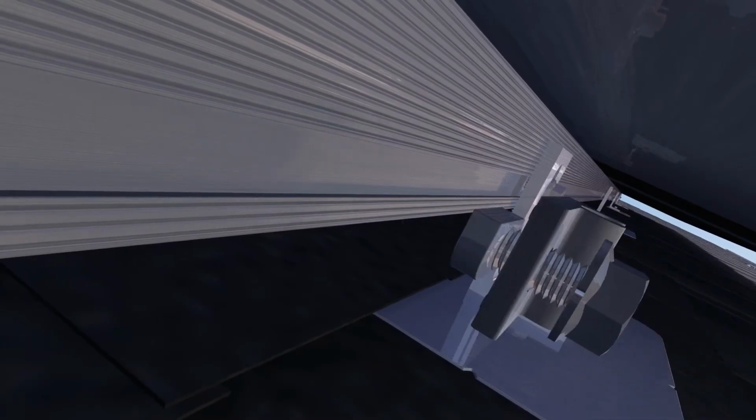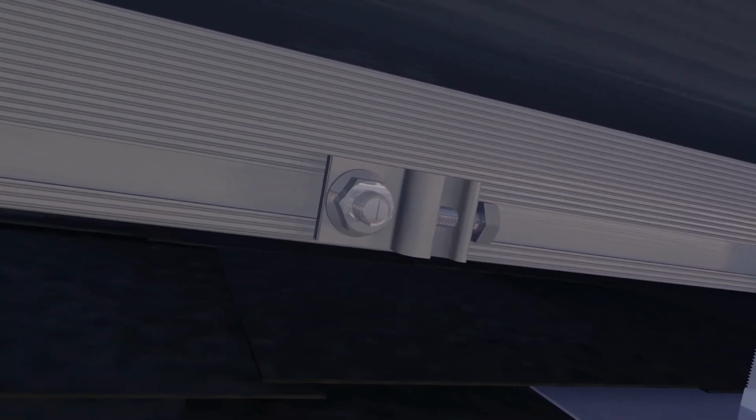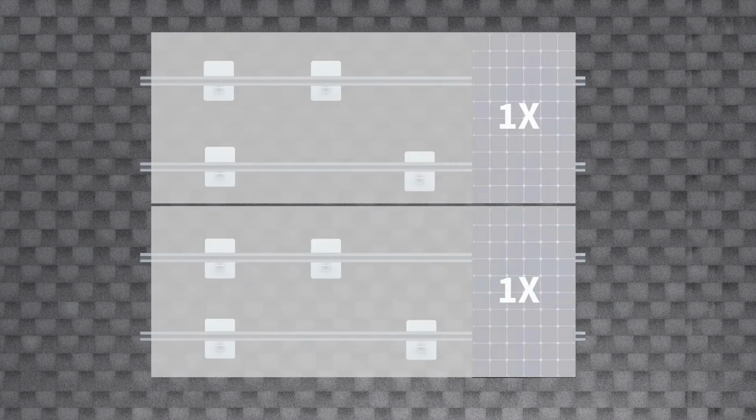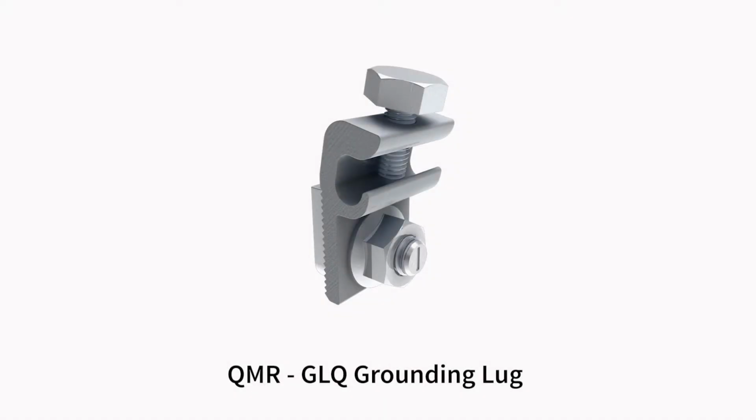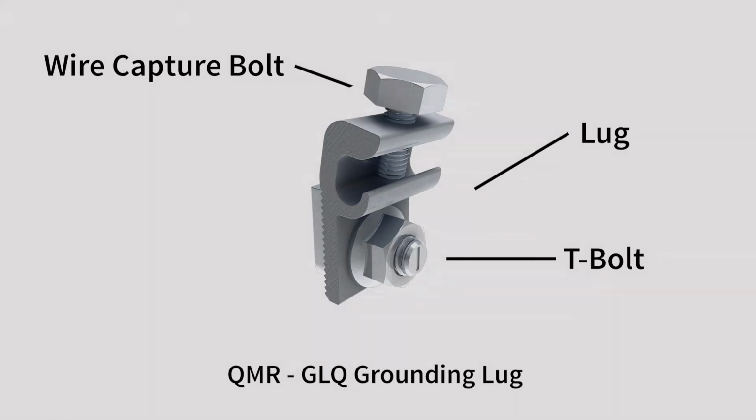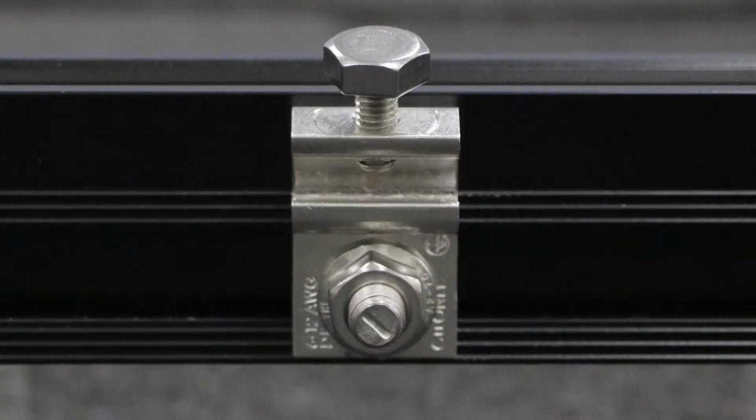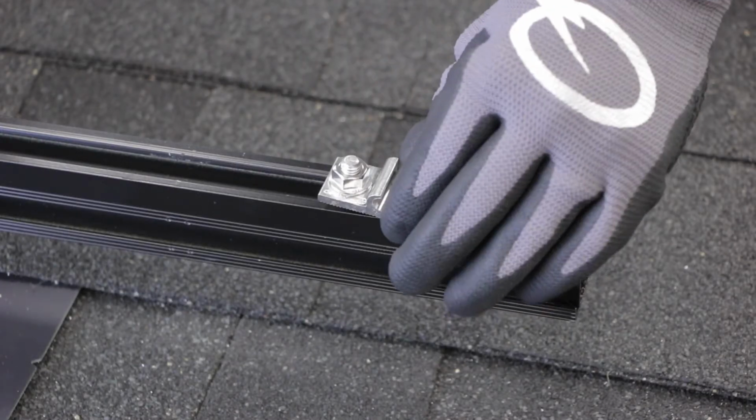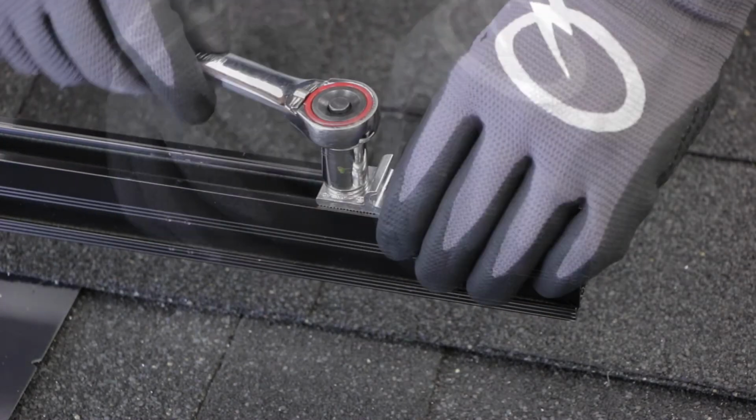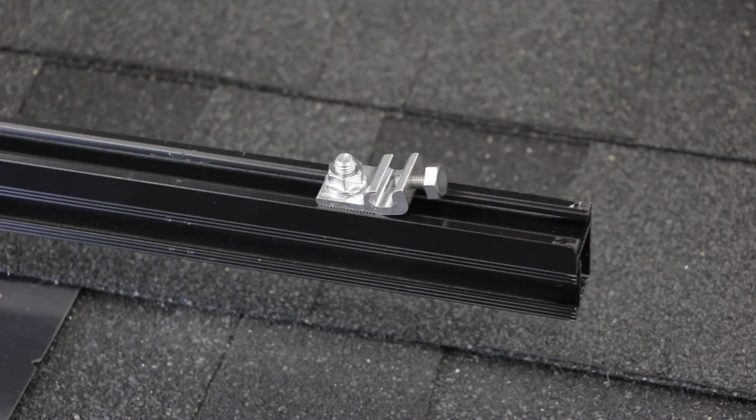To ground the system, you will need to install a QMR GLQ grounding lug into the channel on the QRail. One grounding lug will need to be installed to each array segment in order to ground each row of modules to each other. The pre-assembled QMR GLQ grounding lug consists of a lug, a T-bolt, and a wire capture bolt. The grounding lug can be installed in the top or side channels of the QRail in any orientation. To install the grounding lug, insert the T-bolt into the desired channel on the rail and tighten the grounding lug in place with the T-bolt to 16 foot-pounds using a half-inch socket.